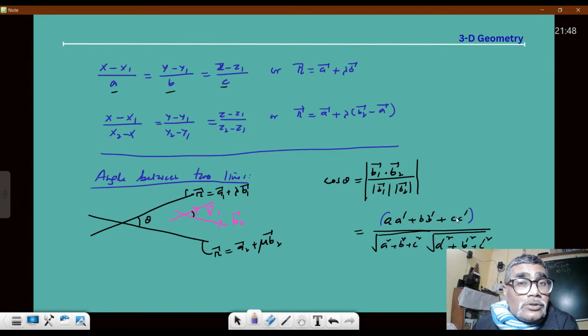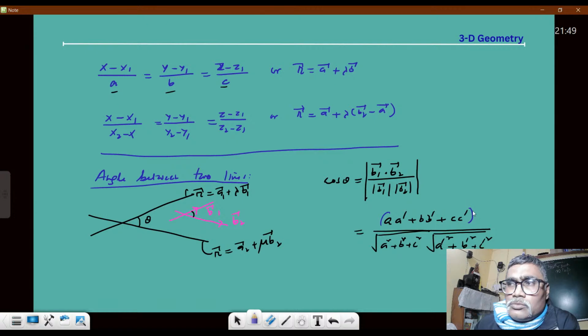And whenever you are talking about parallel lines, what will happen? Direction ratios of parallel lines are proportional, right? So b1 and b2, these two vectors will be parallel to each other. In that case, components will be proportional. That means a by a dash equal to b by b dash equal to c by c dash. So this is the condition of parallelism. So these are enough concepts.